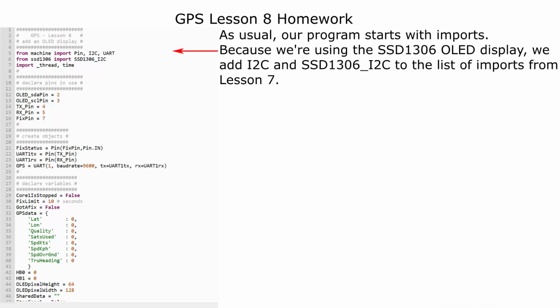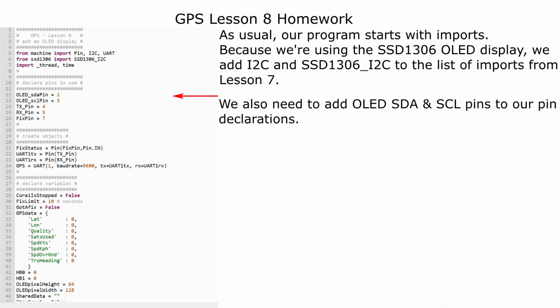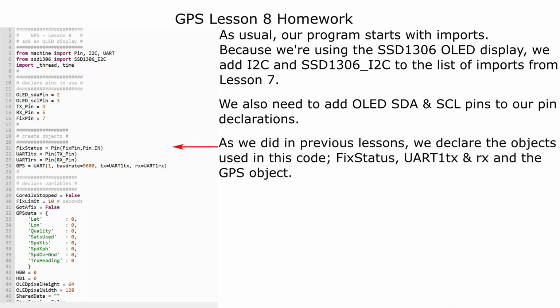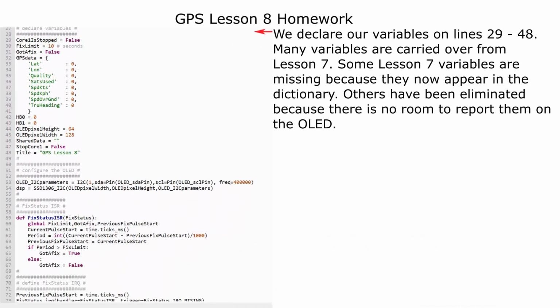As usual, our program starts with imports. Because we're using the SSD 1306 OLED display, we add I2C and SSD1306_I2C to the list of imports from Lesson 7. We also need to add OLED SDA and SCL pins to our pin declarations. As we did in previous lessons, we declare the objects used in this code: fixed status, UART1 transmit and receive, and the GPS object. We declare our variables on lines 29 to 48.